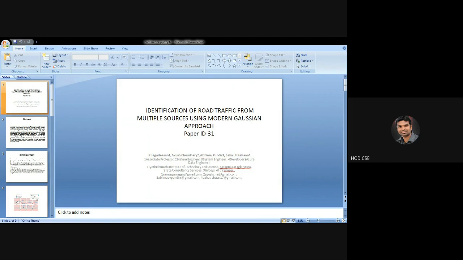The main motto is prediction of road traffic from multiple sources using the Gaussian approach, which is most important in intelligent transport systems. The existing system focuses on a particular algorithm, non-intrusive and sensor-based, but sensors are very expensive. Installing or using such a method is costly. That's the reason we are going with the Gaussian approach.